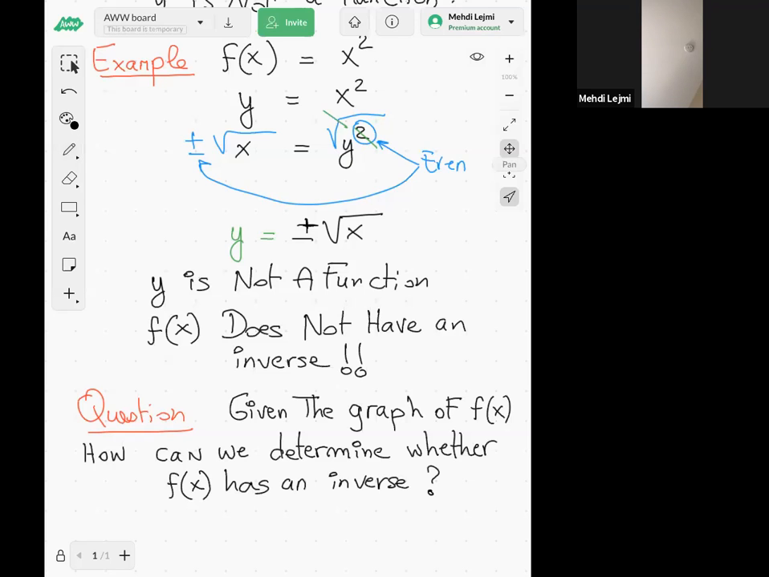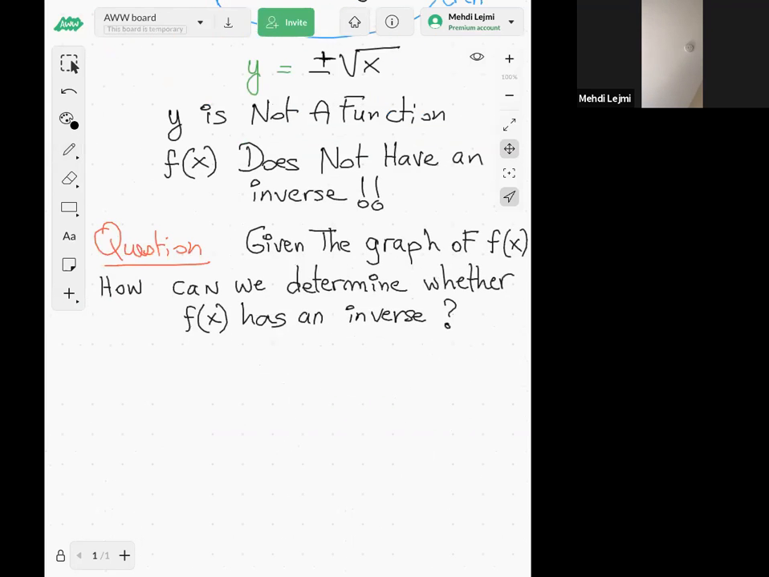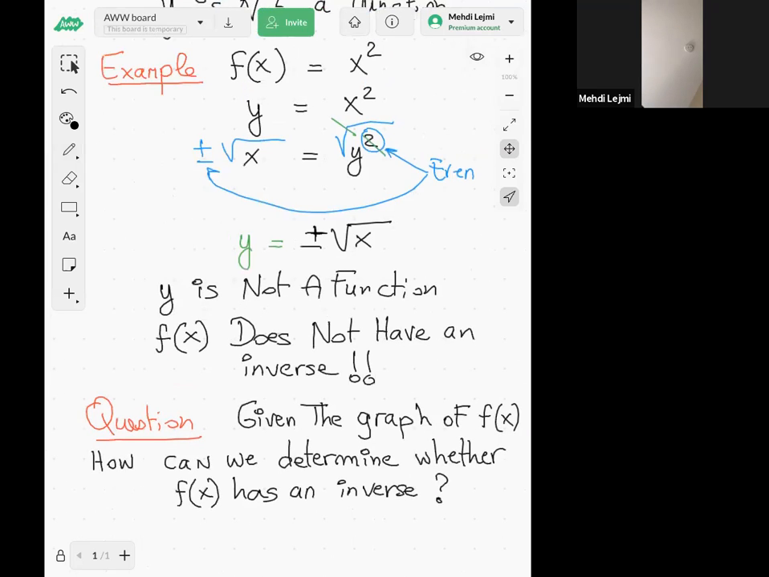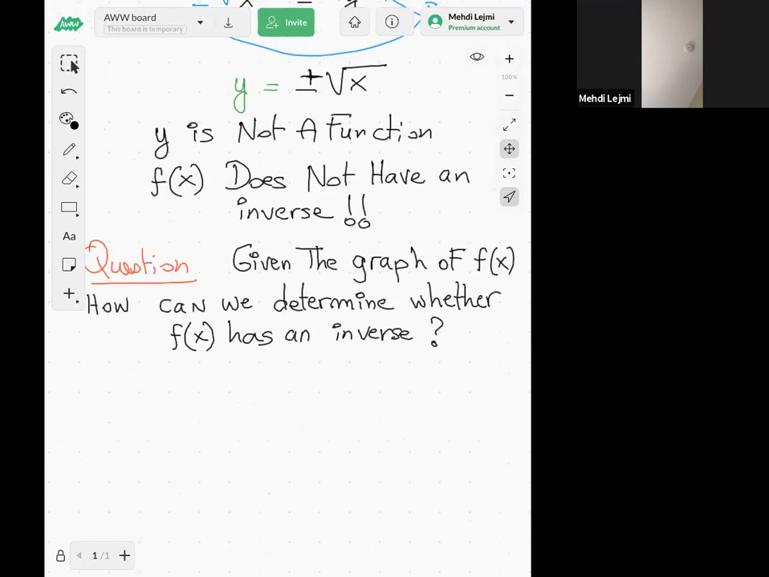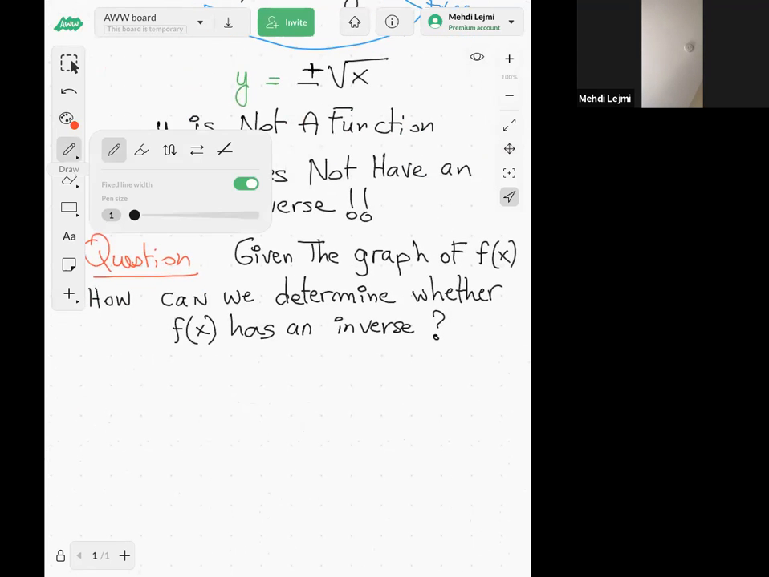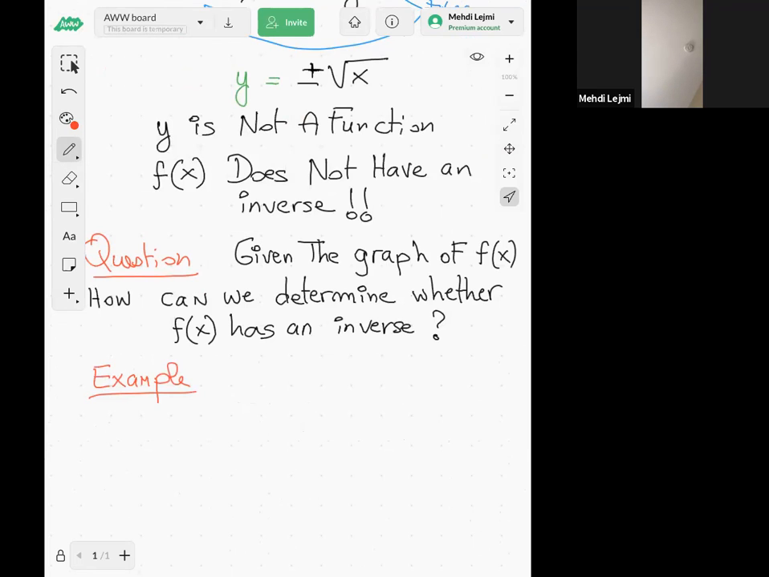Well, let's take an example of a graph. Let's take this function x squared. We know that this function x squared does not have an inverse. So let's take a look at the graph of x squared. I'm going to use the same function: f of x equals x squared, and let's graph f of x.